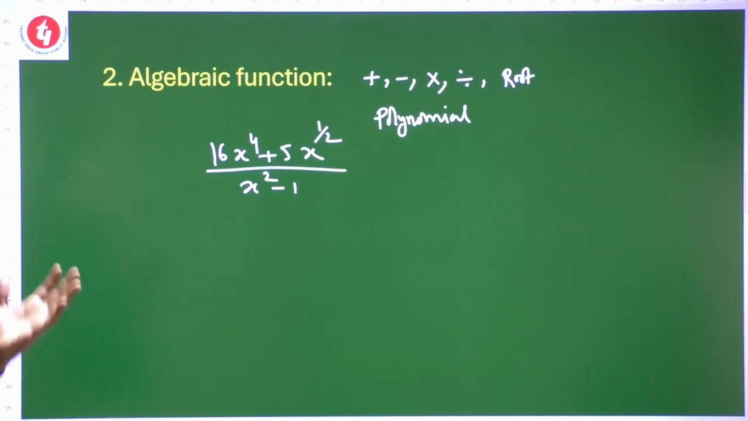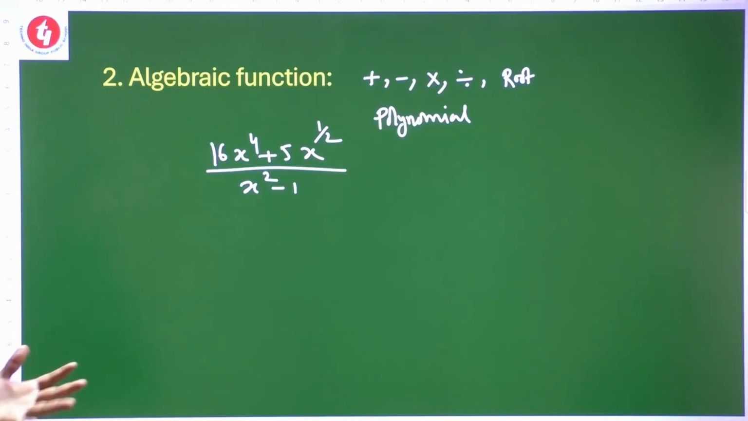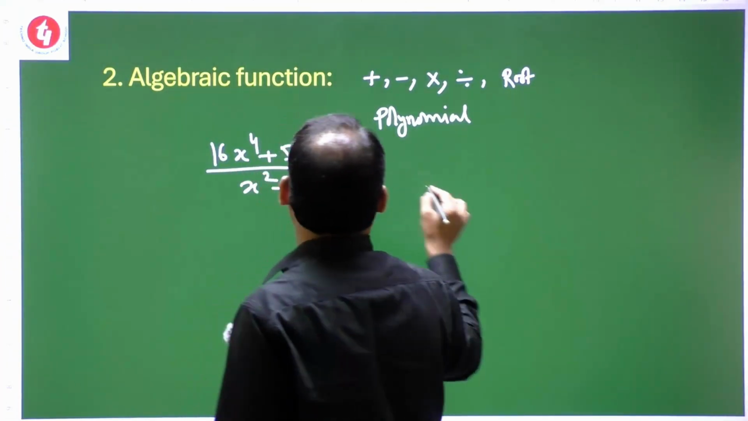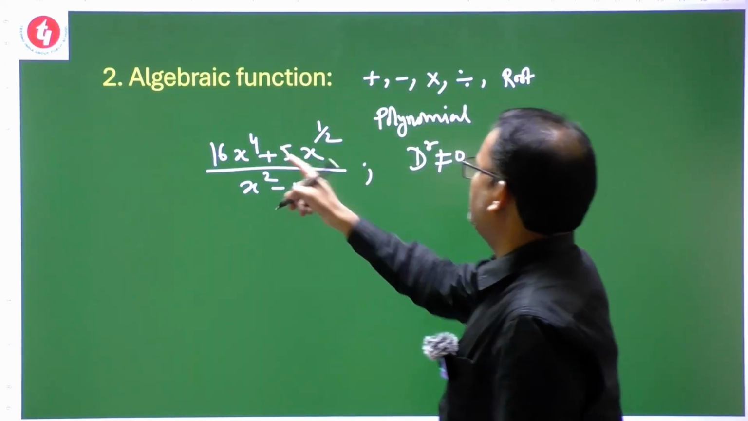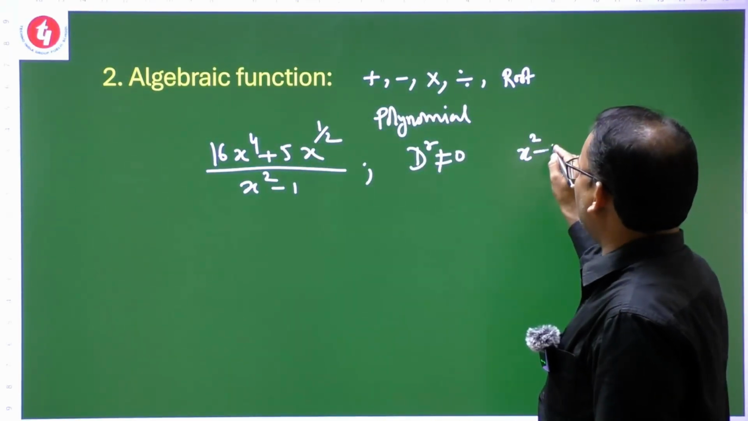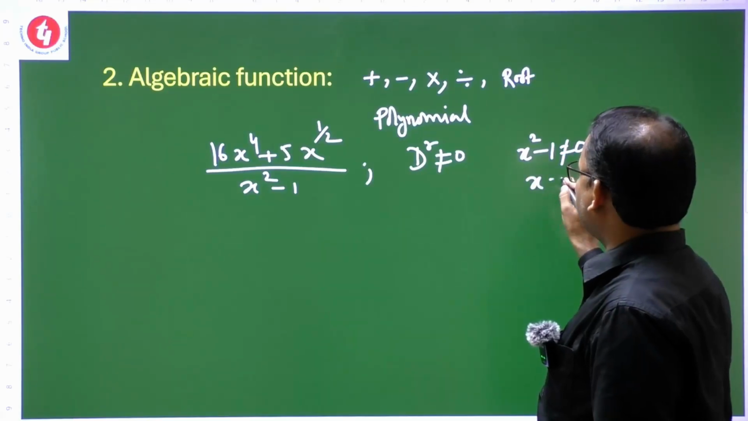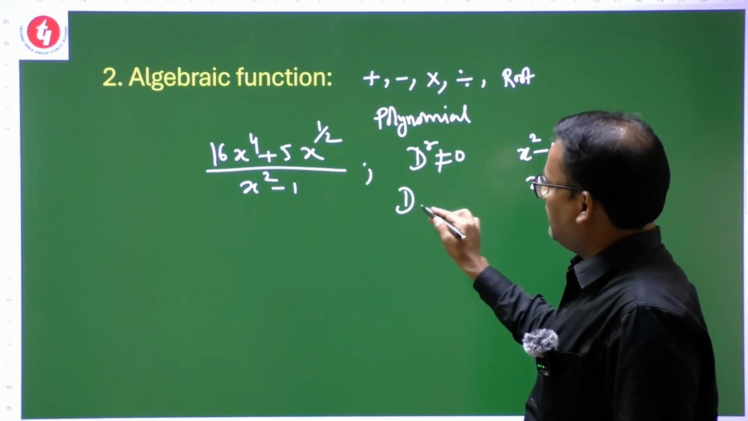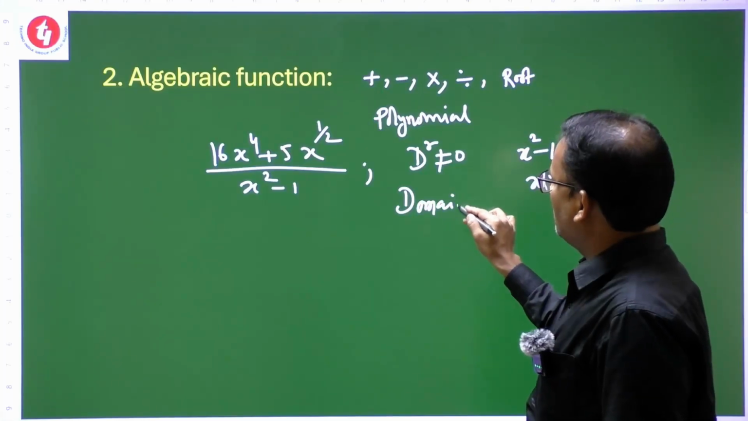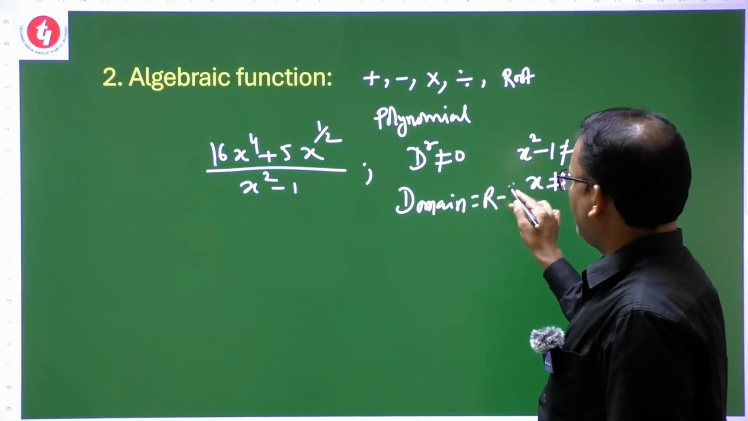So this is an example of an algebraic function. If you apply these four operations including the root, that is the fifth, on a polynomial, whatever you obtain is called an algebraic function. The domain of this algebraic function requires the denominator to be not equal to 0. So x squared minus 1 is not equal to 0, x cannot be equal to plus or minus 1. So the required domain is the set of all real numbers minus plus or minus 1.